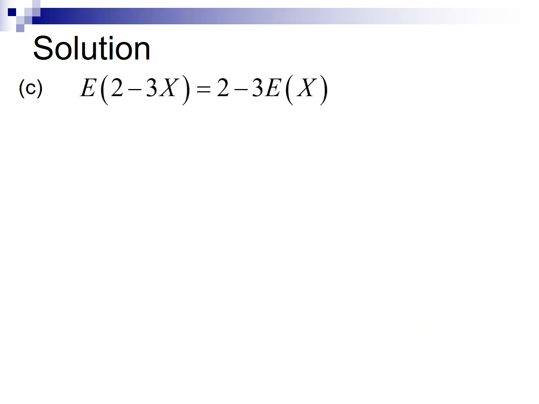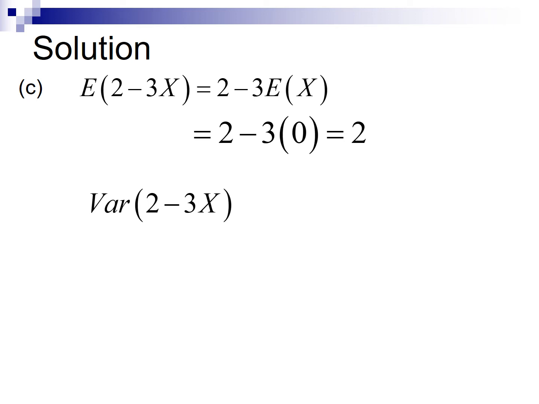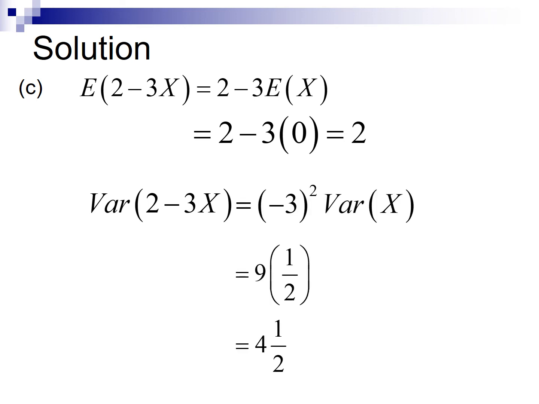See, E(2 minus 3x) is just 2 minus 3E(x). Substitute, you have 2. And the variance of 2 minus 3x is just minus 3 squared variance x. So you have 9 multiplied by half. You have 4.5. Okay.